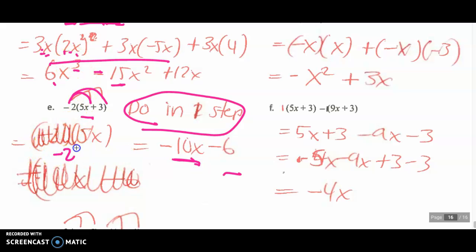Here, you don't have to write negative 2 times 5x. You can just write out the product. Okay, so minus 2 times 5 is minus 10, and then you just have the x. Minus 2 times 3 is negative 6. So again, you don't have to write out this.